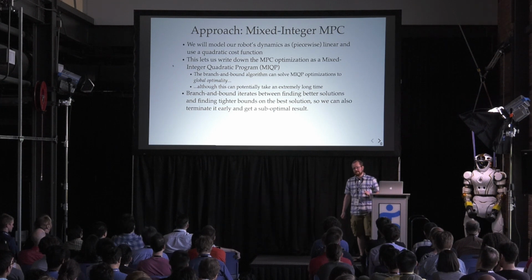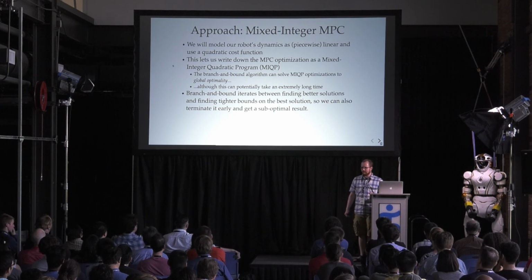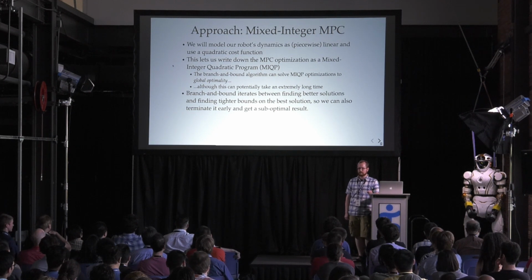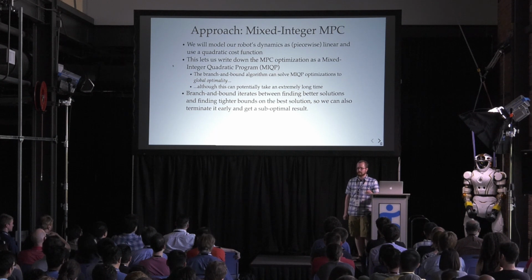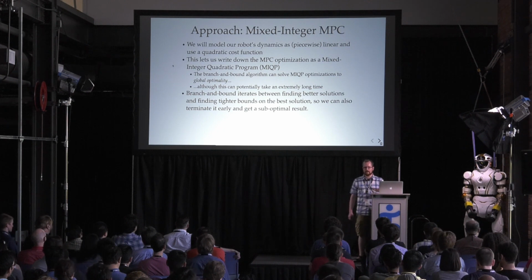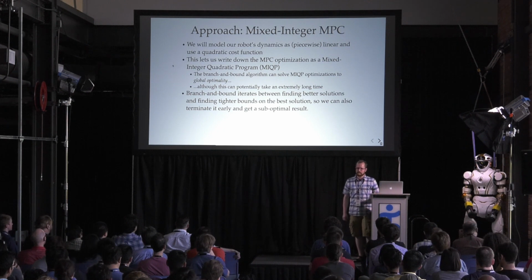I said it works great, only if you can actually solve these optimizations. So the first step, even before trying to solve them quickly, is to be able to solve these problems at all. There are issues with planning trajectories around contact and for systems whose dynamics are nonlinear. So we're going to model a robot as piecewise linear, including discrete events when it makes contact. And that's going to let us write down a mixed integer convex program.